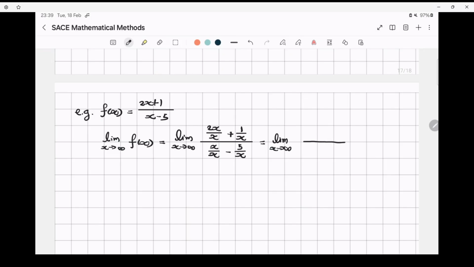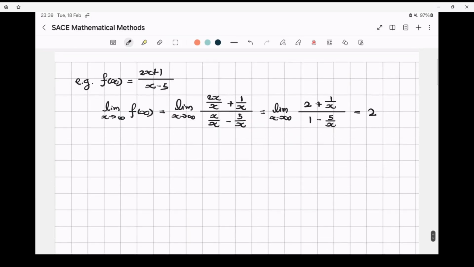So what you end up with is (2 + 1/x)/(1 - 5/x). So we already see that 1 over infinity approaches 0. So in the end, you will just get the value of 2. So the horizontal asymptote is equal to 2.